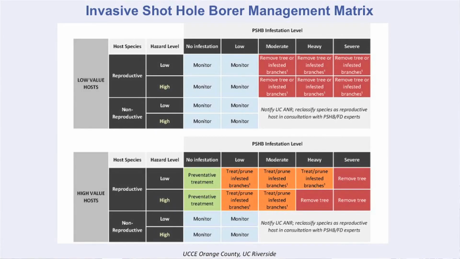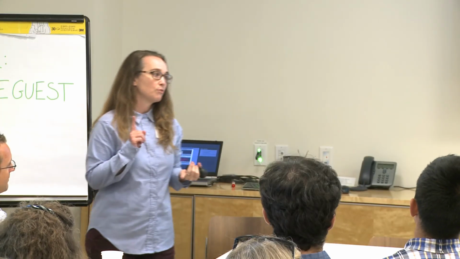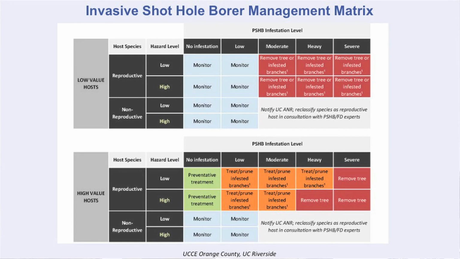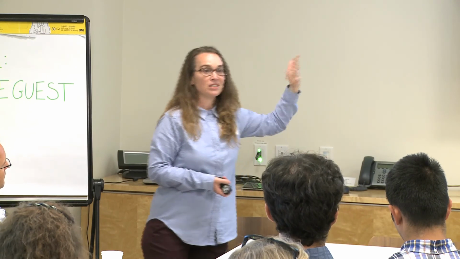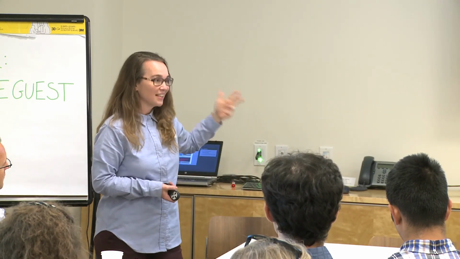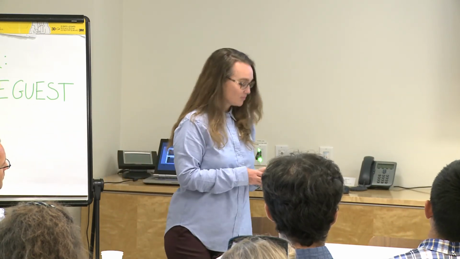There is this management matrix that was developed by UC Cooperative Extension in Orange County, and this matrix is up on the Escalon Lab website, so you can go and look at this further. But basically, it's a decision matrix on what to do in terms of removal, pruning, or monitoring of trees, depending on the tree status. So whether it's a low value host or a high value host, whether it's reproductive or not reproductive, and whether that host poses a high hazard level or a low hazard level. So if it's in front of an elementary school and it's a sycamore, then you might want to consider removing the tree.